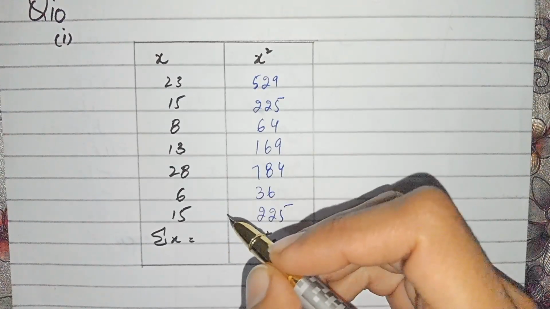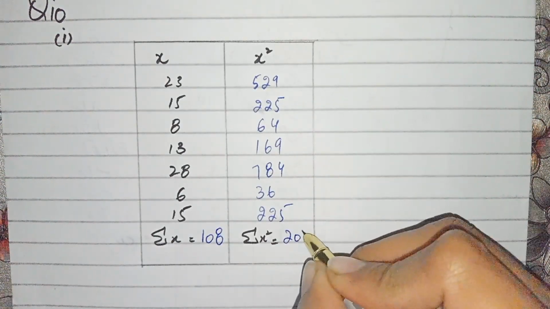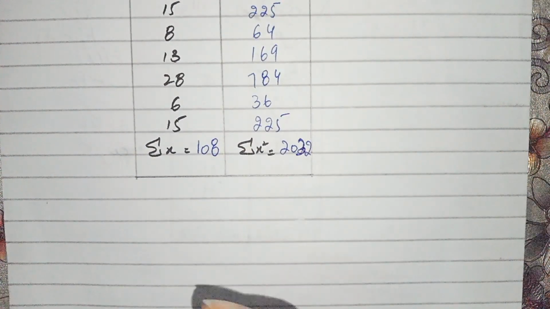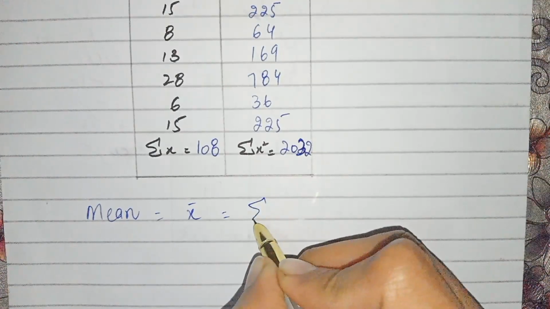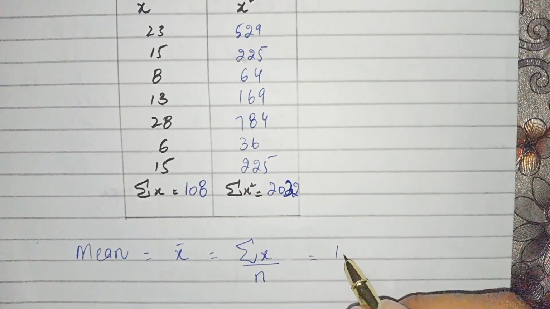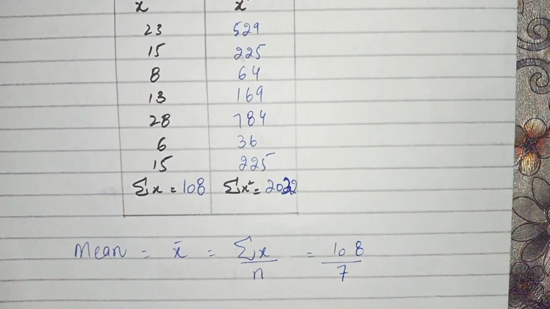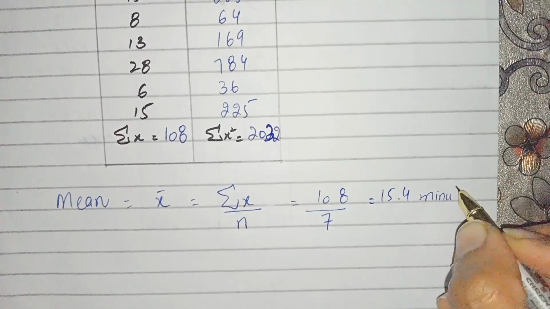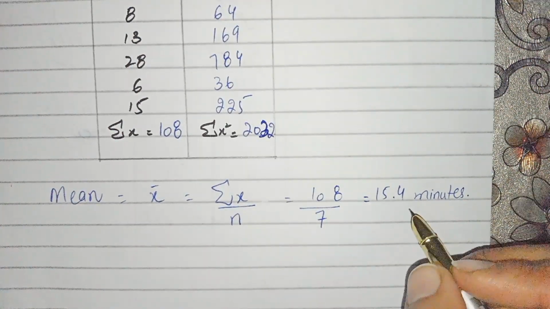By taking the sum of these values, we get 108. And by taking the sum of these values, we get 2032. Now students, the formula for finding the mean for ungrouped data is sum of x over number of values. The sum of x we found is 108, and the number of values are 1, 2, 3, 4, 5, 6, 7. These are 7. We divide 108 by 7 and we get 15.4 minutes. These are the minutes, and this is the mean time for which she fell asleep.